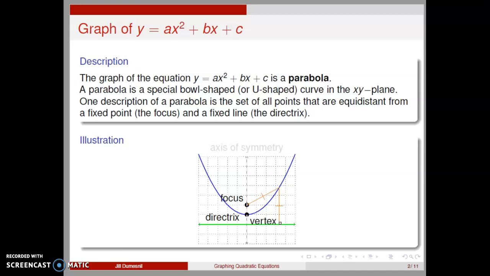Other features of interest are the vertex, where the graph changes direction, and the axis of symmetry that splits the parabola into mirror images. The vertex and the axis of symmetry are useful in graphing parabolas.